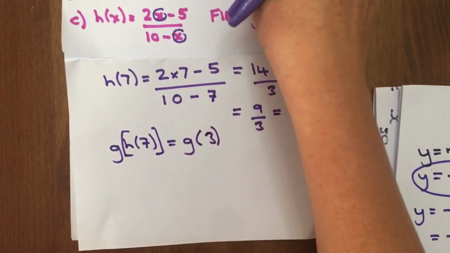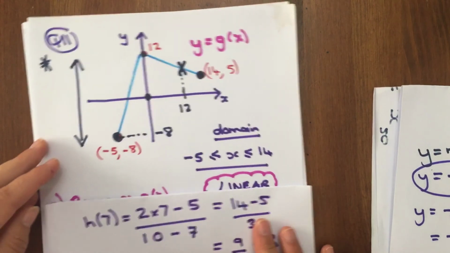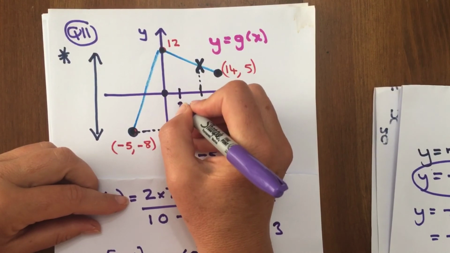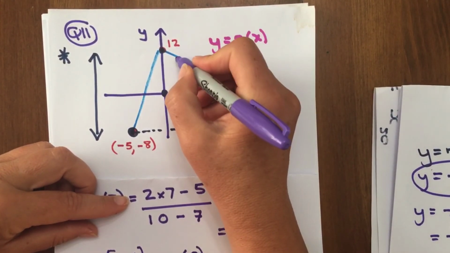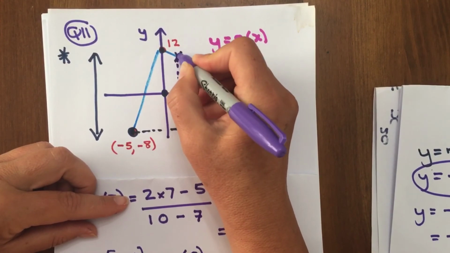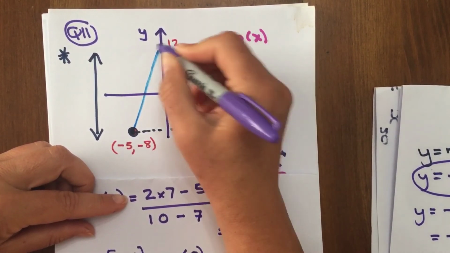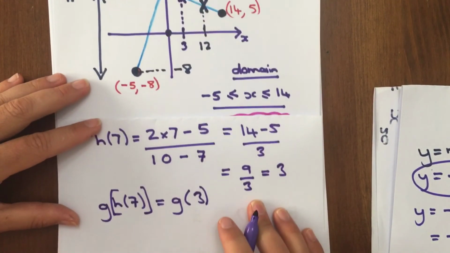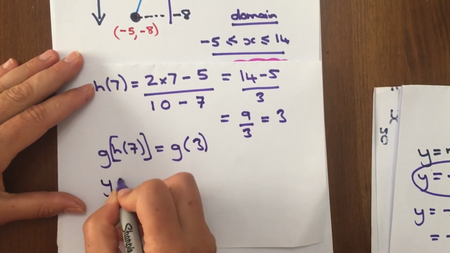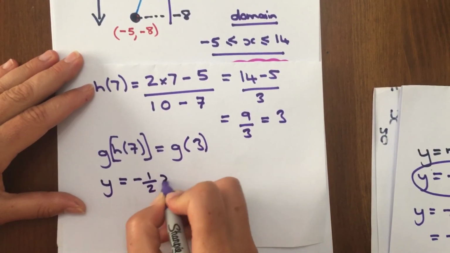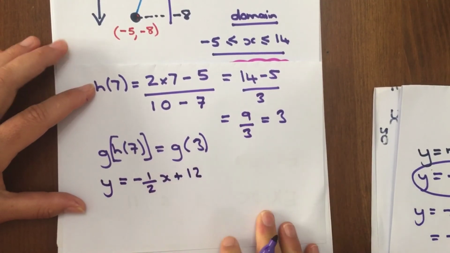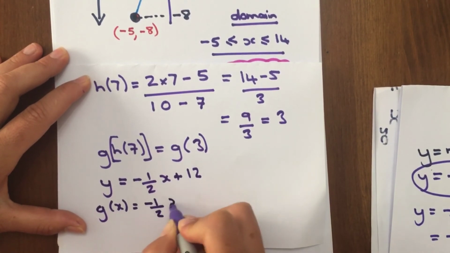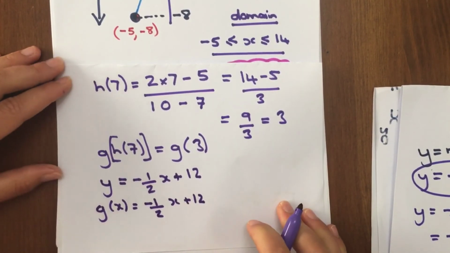Right, let's go back to the graph of g. Here's my graph of g. I want to work out g of 3, i.e. I'm putting 3 into my graph, and I want to see where it hits this line. I've already worked out the equation of this line from the previous question. The equation of the line was y equals -1/2 x plus 12, or I could say g of x equals -1/2 x plus 12, because y is the same as g of x.